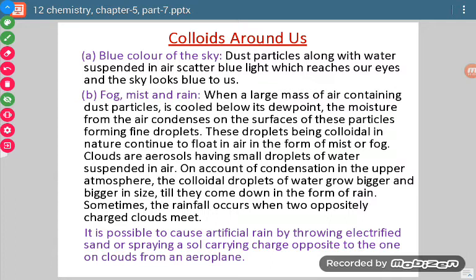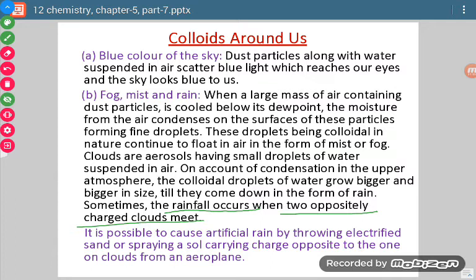Okay, sometimes when two oppositely charged clouds come together, they attract each other, and because of this attraction these water droplets become bigger and bigger, and they fall in the form of rain. And sometimes it may cause a cloud burst also, which is very dangerous. A lot of water will come at once and it may damage something.